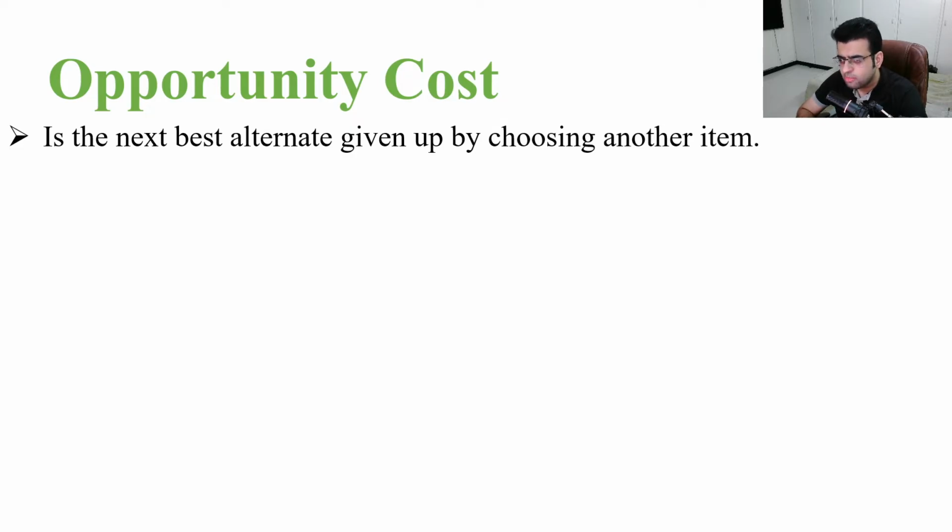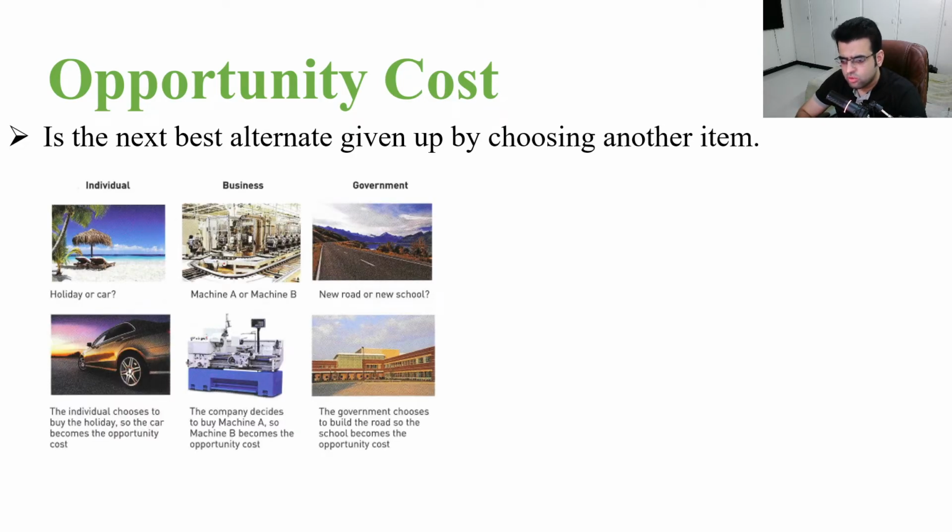We cannot buy everything. So, for an individual, the decision could be either to go for a holiday in a foreign country or to buy a new car, because we have limited finances, limited money. So, let's suppose the individual chooses to go on a foreign trip. So he will not be able to save the money to buy the car. So the car becomes the opportunity cost. Opportunity cost is the thing that we let go of.